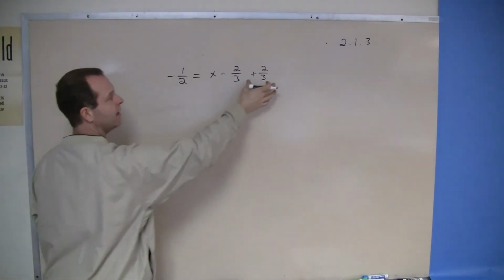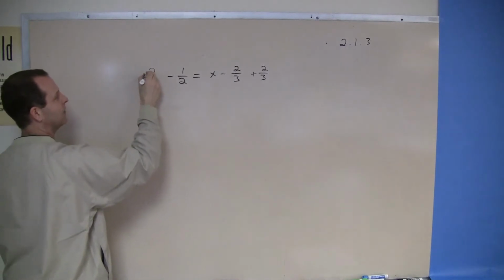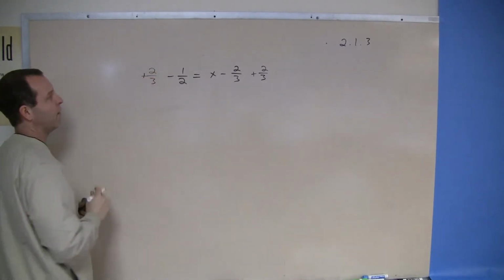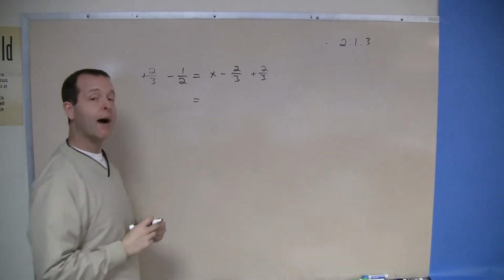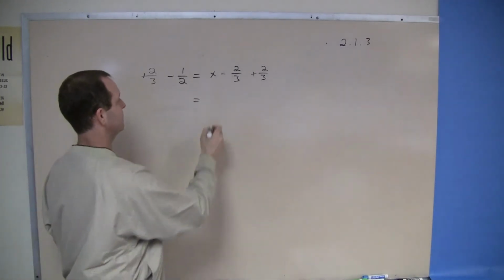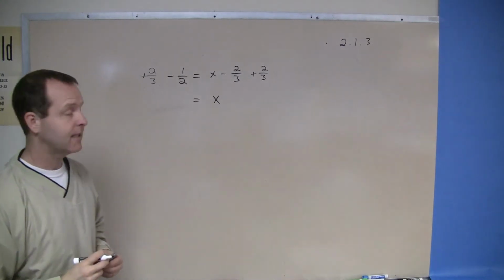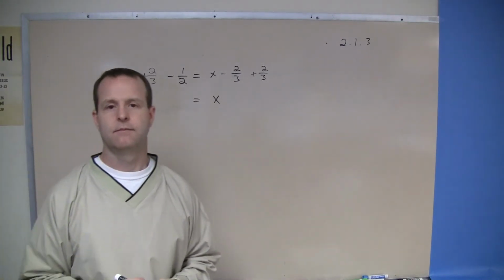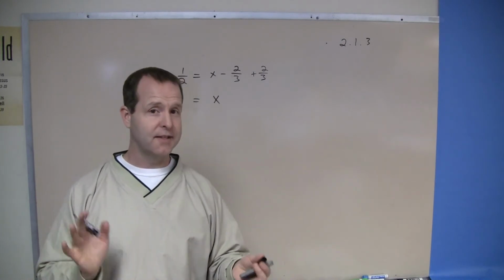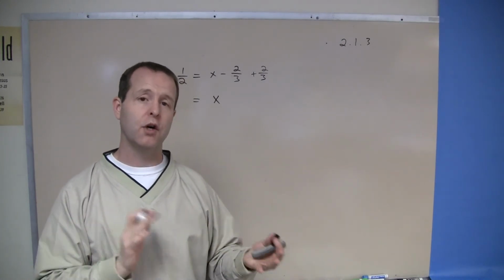And if I do it over here, I have to add it over there as well. So on the right side, x minus 2/3 plus 2/3 is just the x. Then on the right side, I have 2/3 minus 1/2. Well, this is a problem where I get to do some other things I've learned from before.